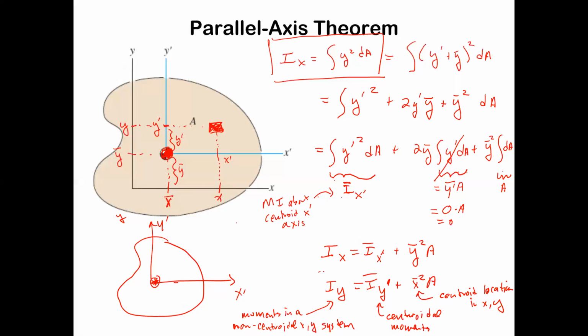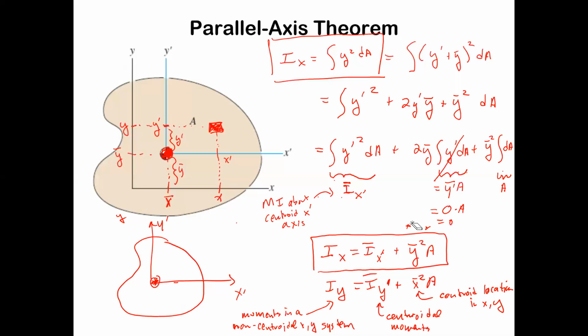So this can help you in a lot of different ways, and we're going to apply that on the next slide. Like if you know this guy, and you know the distance to the centroid and the area of the body, you can figure out what the moment of inertia is about the centroidal axis, right? Or if you know the moment of inertia about the centroidal axis and the area and the distance to another axis, you can figure out what Ix is about any axis that you want. So you don't have to do the integral all over again.